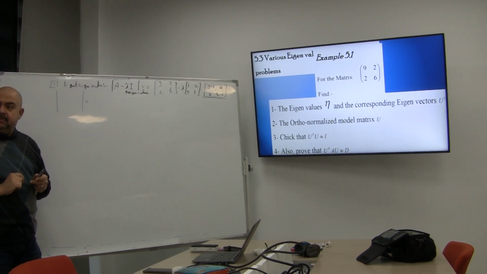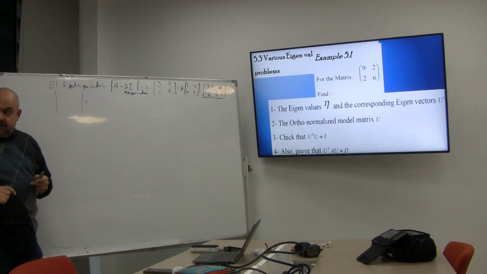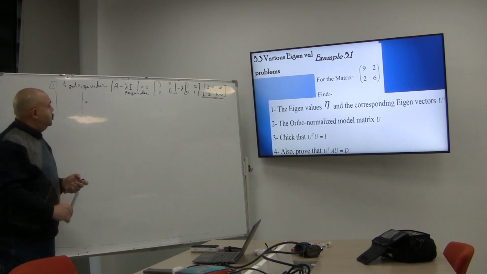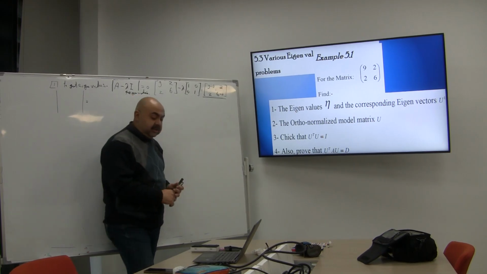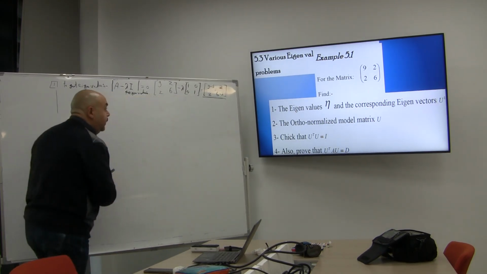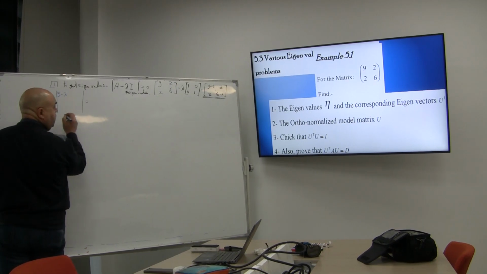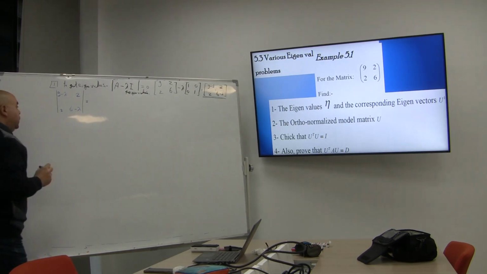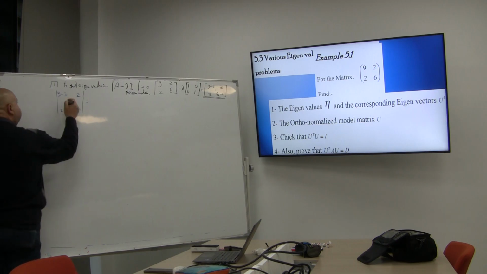Then the second step: I will try to form the characteristic equation. How to form the characteristic equation? All I have to do is to get the determinant of this matrix. Let's get the determinant of this matrix. What will it look like? I will have 9 minus eta, then 2 and 2 and 6 minus eta. Solve, get the value of this determinant.